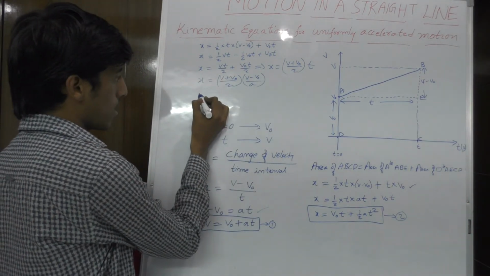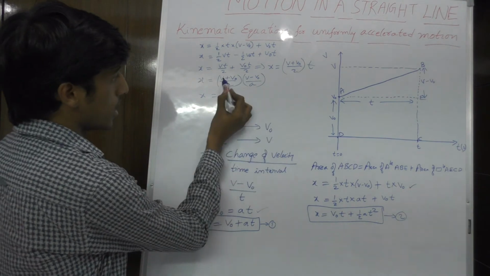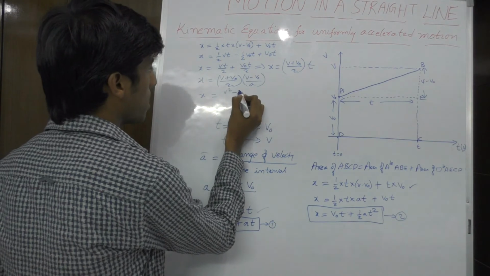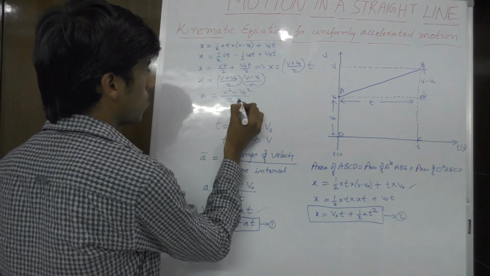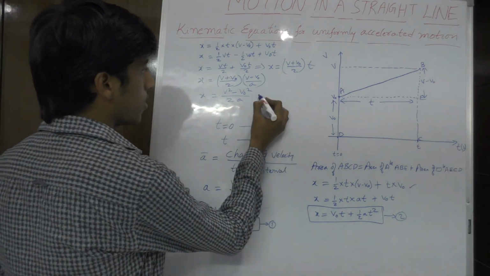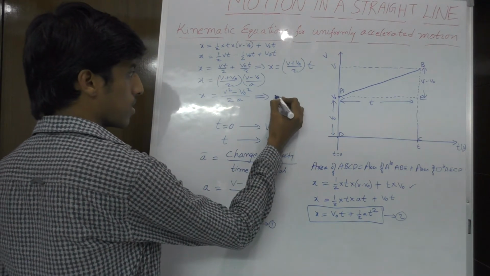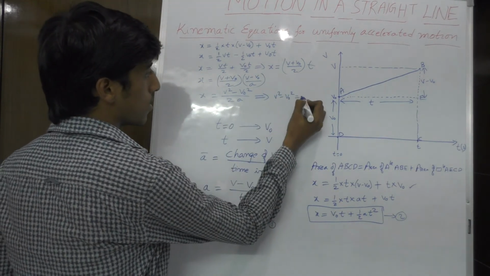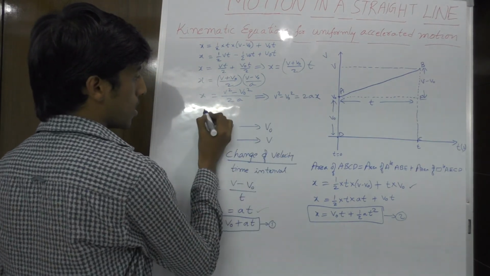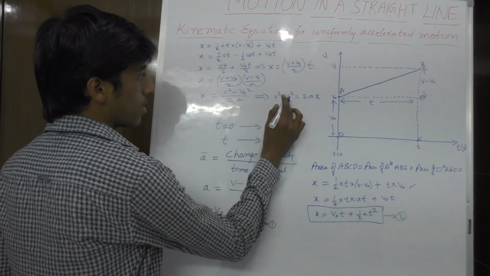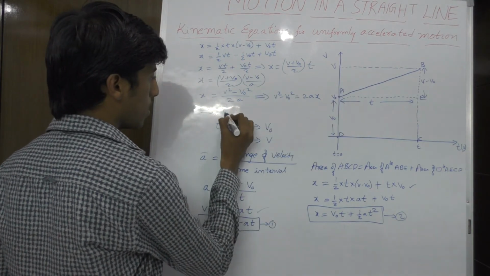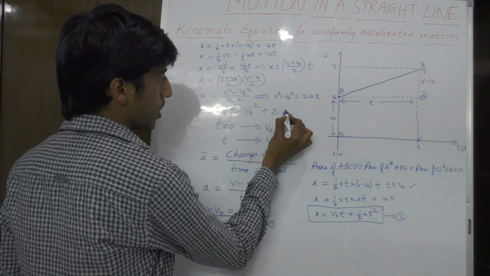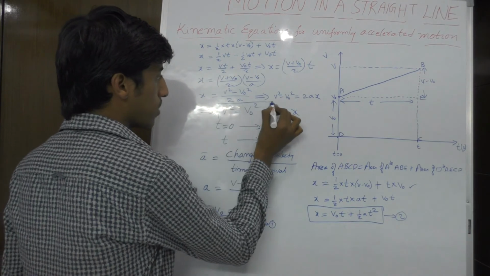Finally x equals, this is in the form (a plus b) into (a minus b), that is a square minus b square, so (v square minus v naught square) by 2a, and this implies v square minus v naught square equals 2a into x, 2ax. I will take this minus v naught square to that side, and that becomes v square is equal to v naught square plus 2ax. This is the third equation.